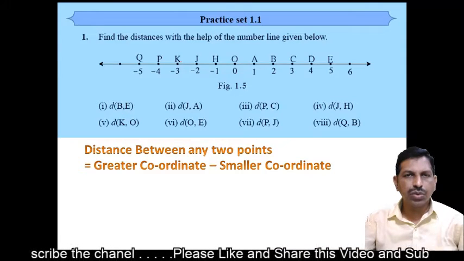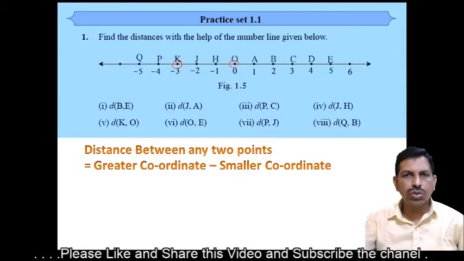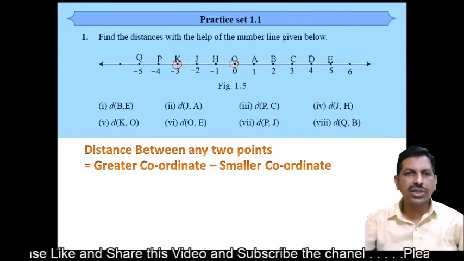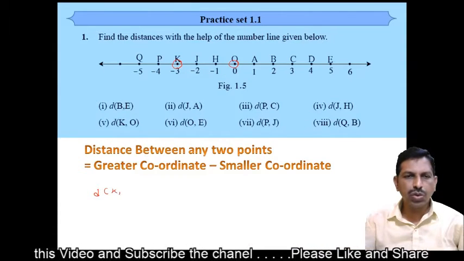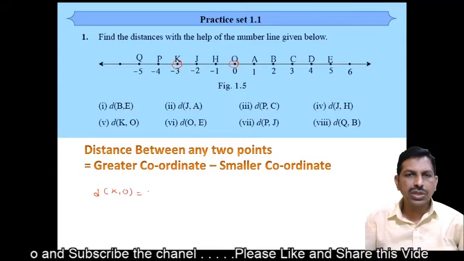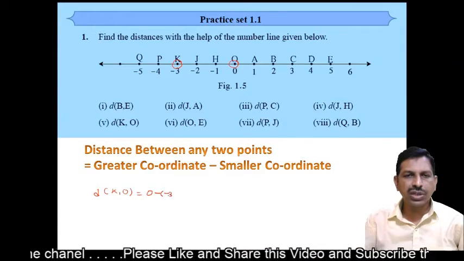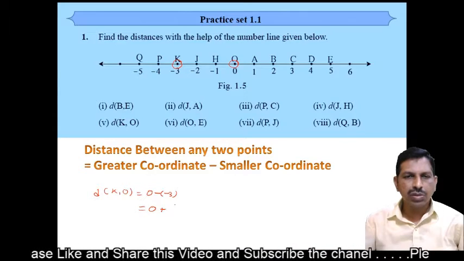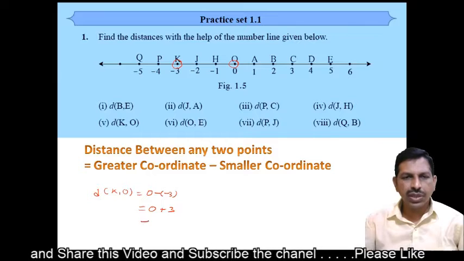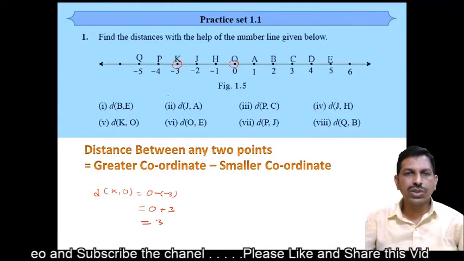Then next, distance of KO. This is point K and this is point O. O is on the right hand side and K is on the left hand side. So distance of KO is equal to 0 minus of minus 3, means it is equal to 0 plus 3, that is equal to 3, and therefore distance of KO is equal to 3.